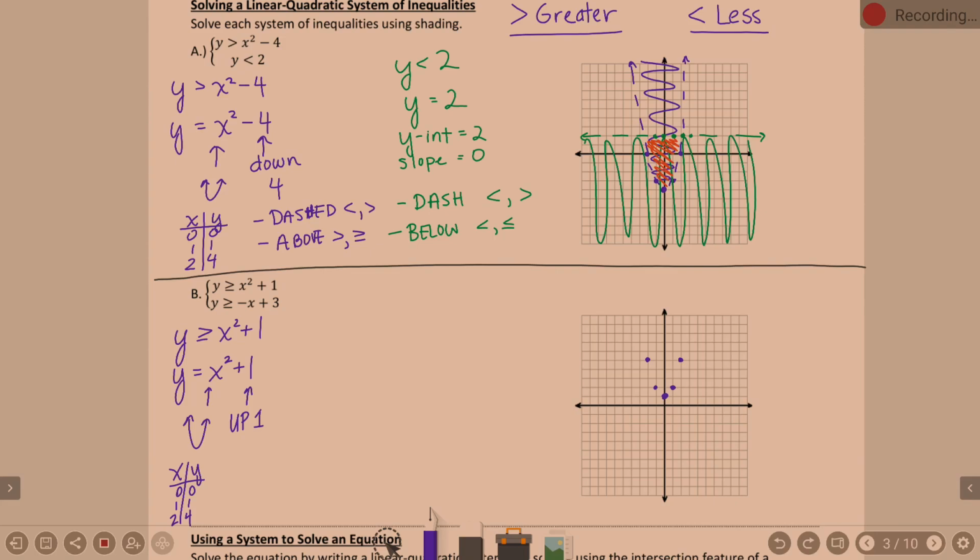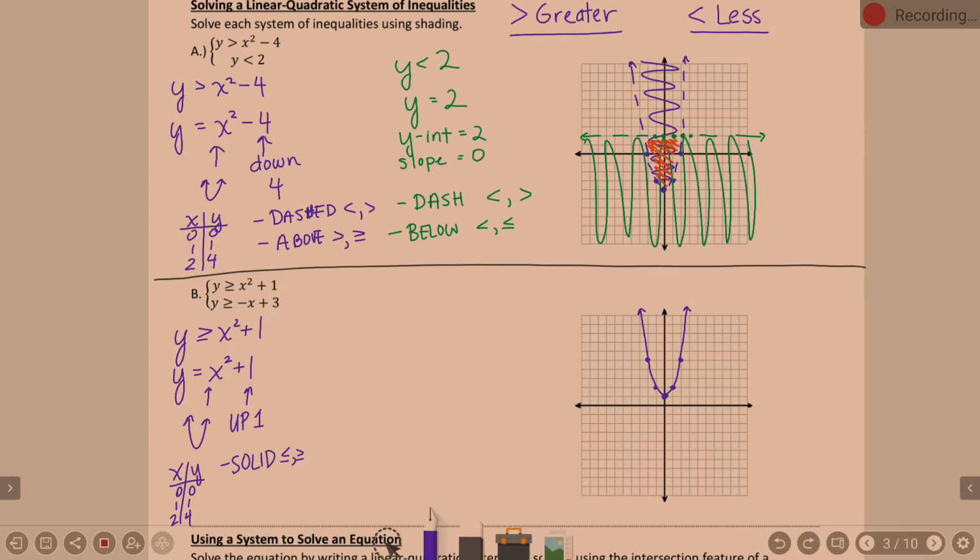Dashed or solid line? Solid. Why is this one solid? It's equal to. Anytime you have that equal to, whether it be less than or equal to or greater than or equal to, it's a solid line. So a normal everyday parabola looks something like that.